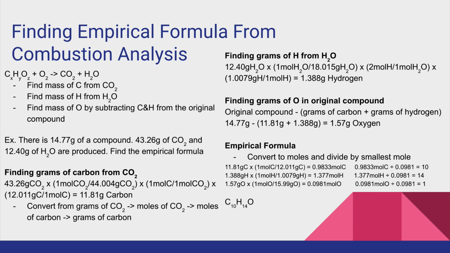Then for oxygen, we have 1.57 grams times 1 mole of oxygen over 15.99 grams of oxygen, which will give us 0.0981 moles of oxygen. And then we divide all of these by the smallest mole, which is 0.0981. So for carbon, we have 10, hydrogen we have 14, and for oxygen we will have 1. So that will give us C10H14O1. And that will conclude finding empirical formula from combustion analysis.